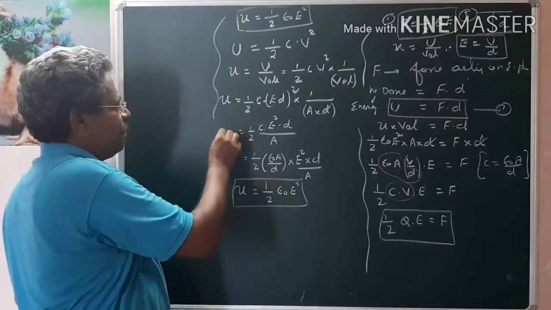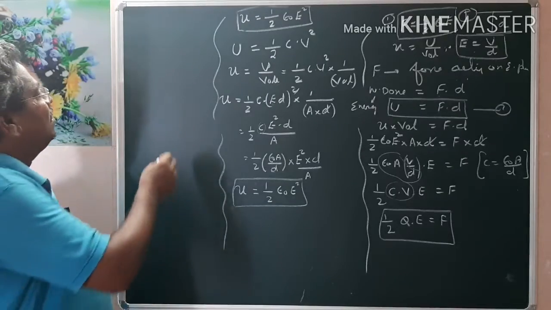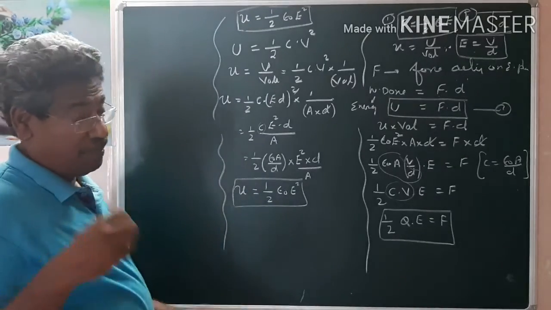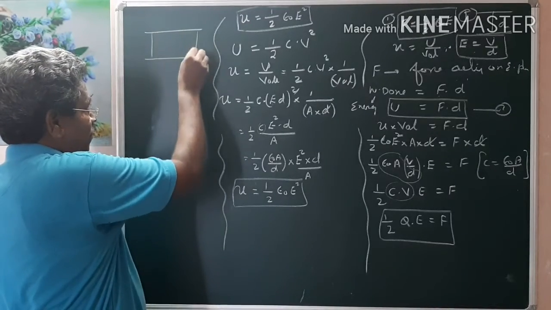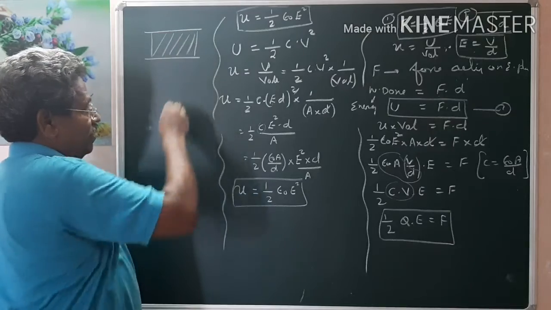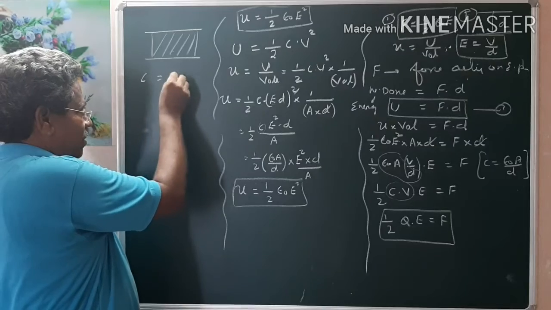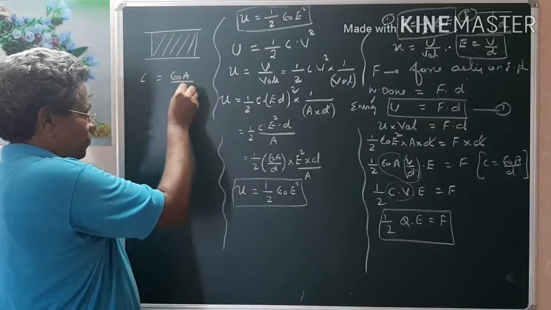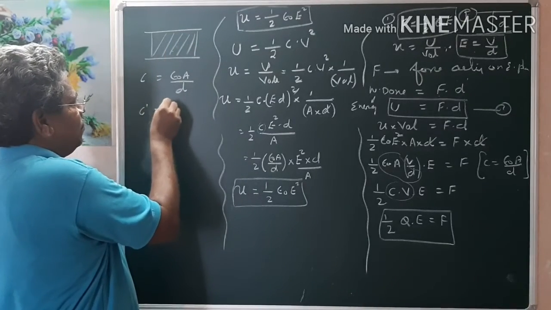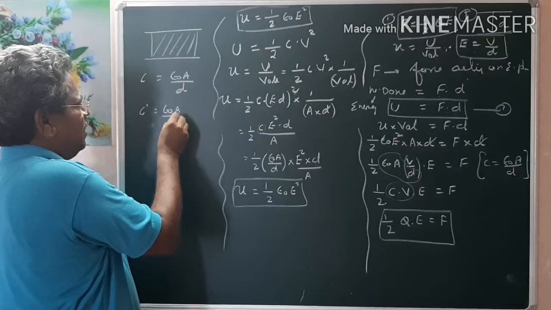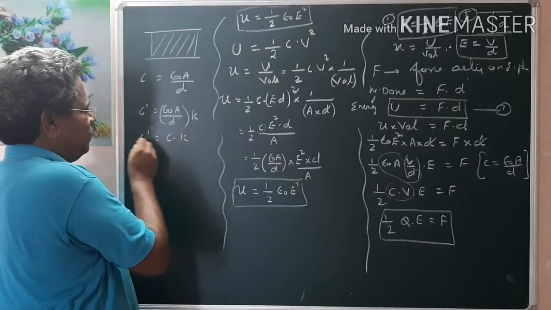Similarly, you can also be asked to prove one more thing: what will happen when the dielectric is introduced between the two plates. This is already studied: the capacitance filled with air is epsilon naught A by D, that we know. When any dielectric material of constant K is introduced, then C dash equals epsilon naught A by D into K, or you can write C dash equals C into K.